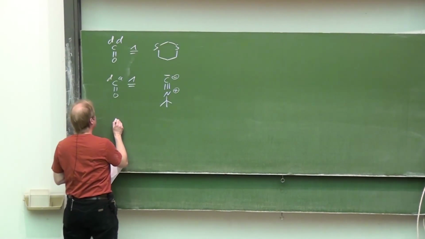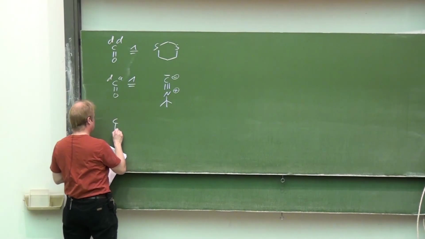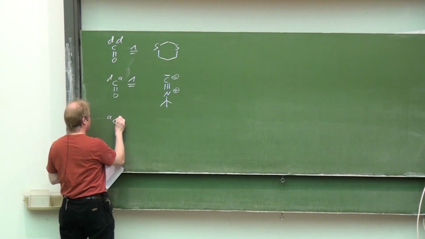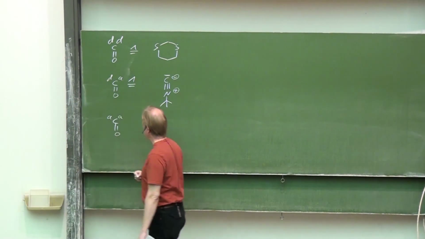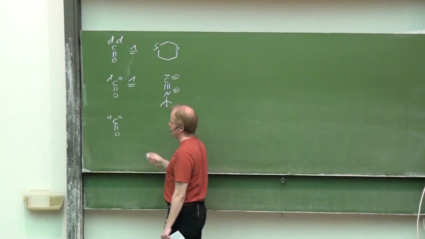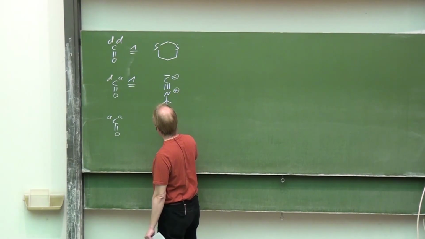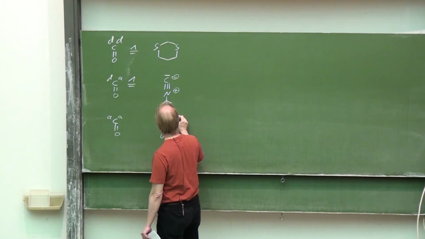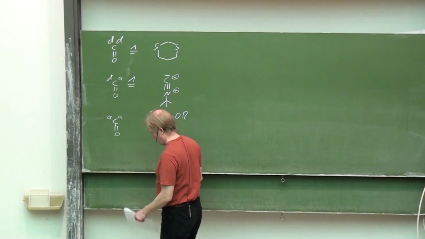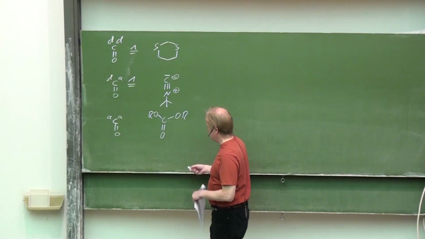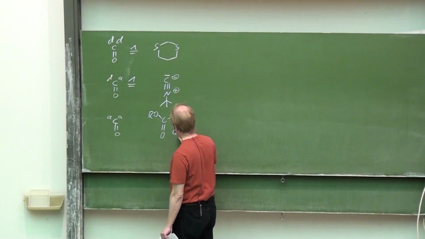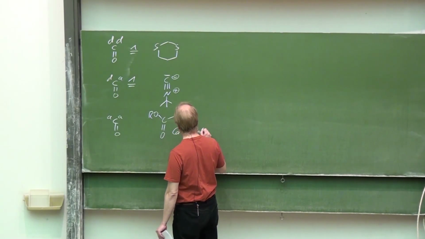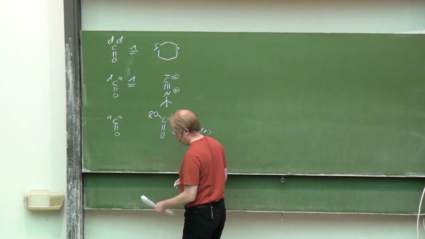Even easier is this one. Twice acceptor reactivity. Well, there are several examples for that, but the easiest one is such a carbonate. Just carbonates in general.